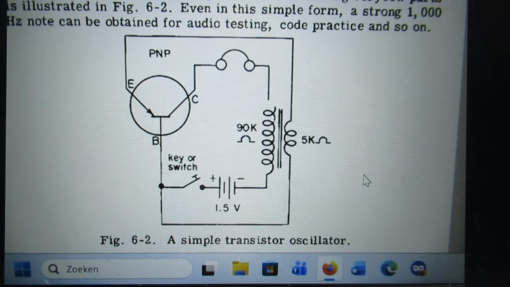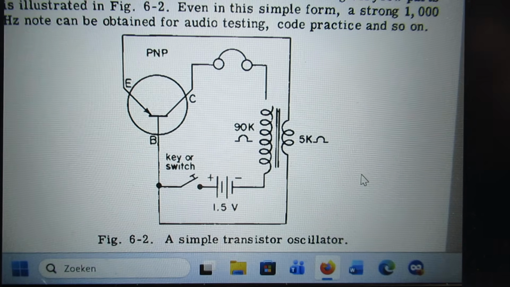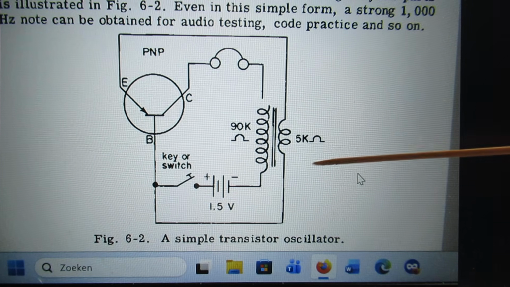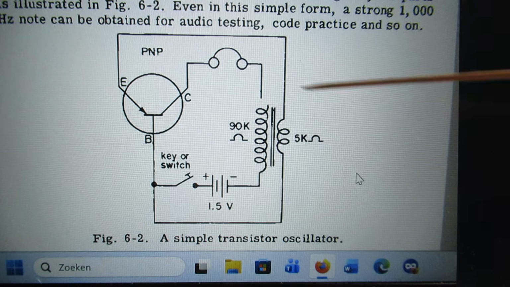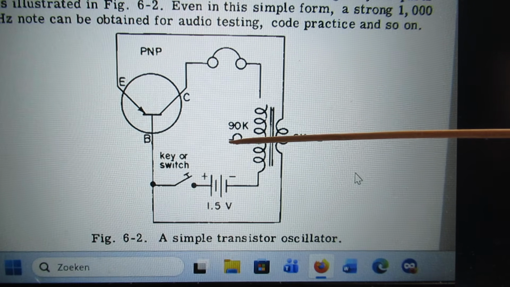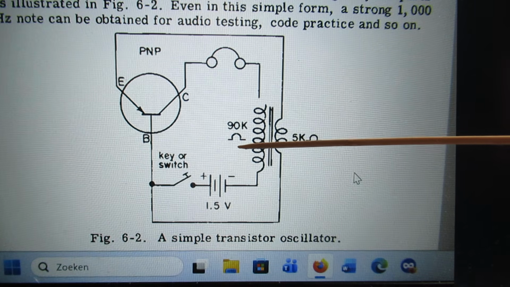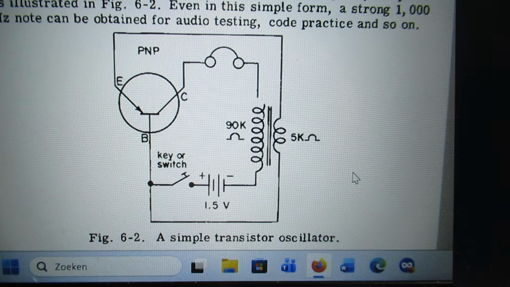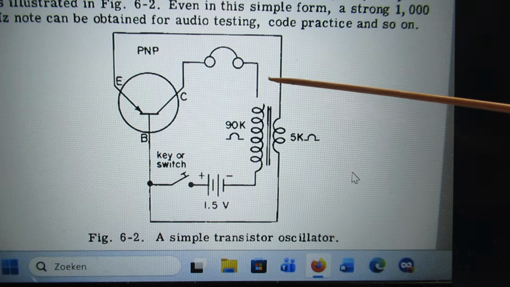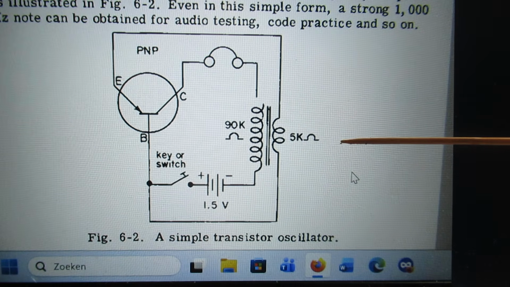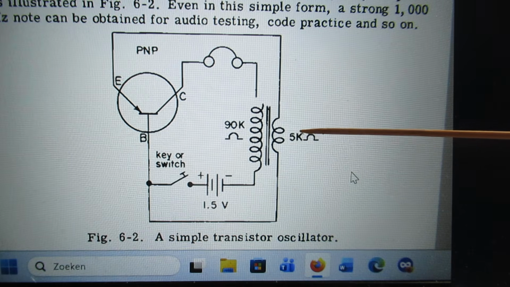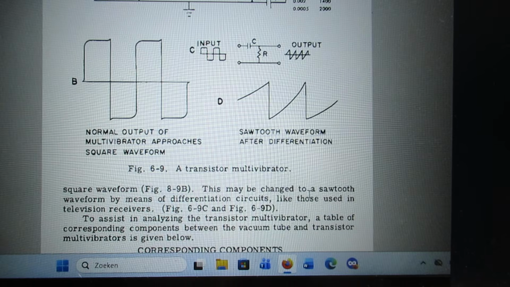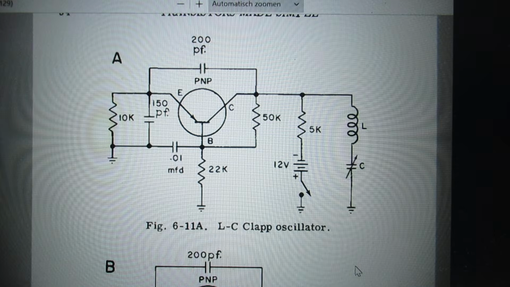Armstrong oscillator. Well, this is more or less the most basic oscillator that you can make. PNP transistor, you can use a BC557, 1.5 volts. This transformer will be very, very difficult to find. 90 kilo ohms DC resistance, well, that's extreme, and 5 kilo ohms is also very high. Anyway, you can try to use, for instance, a standard telephone coil with 10K here and 2K here, etc. So, don't know what this is.